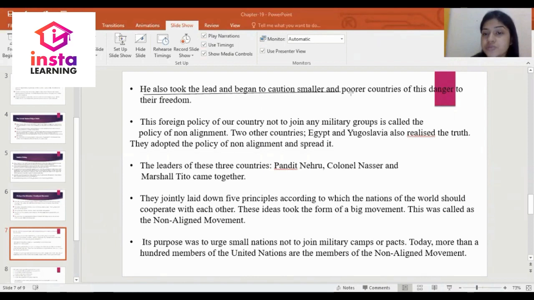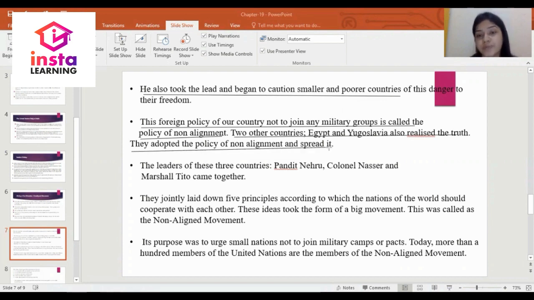He began cautioning smaller and poorer countries of the danger to their freedom. This foreign policy of a country not to join any military group is called the policy of non-alignment. Dear student, two other countries, Egypt and Yugoslavia, also realized that truth. So they adopted the policy of non-alignment and spread it.